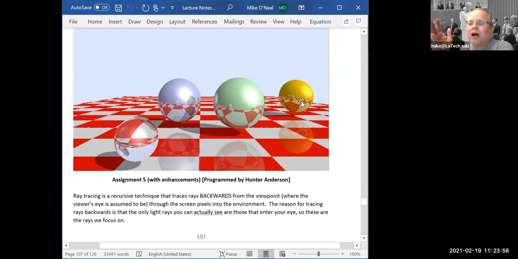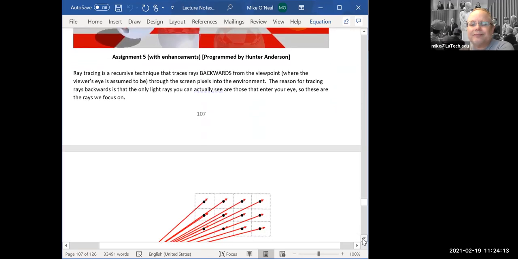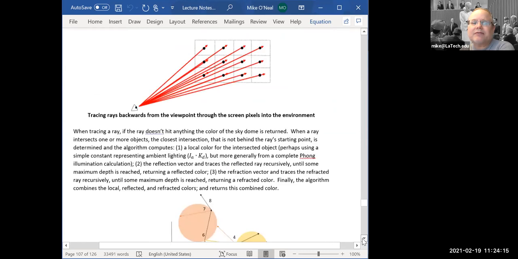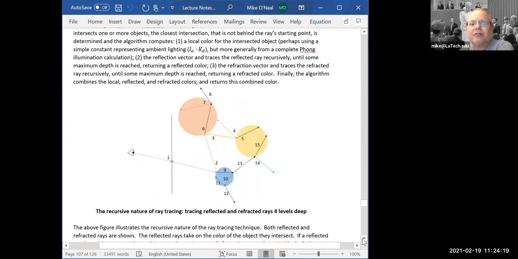So a weight that you give for local versus global, local versus reflected and refracted, tells you how reflective and refracting your objects are. And obviously, if an object isn't very reflective, you're not going to get much.